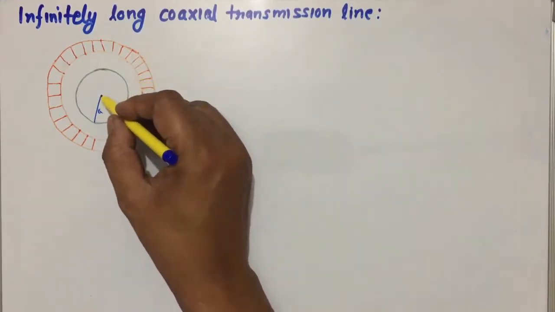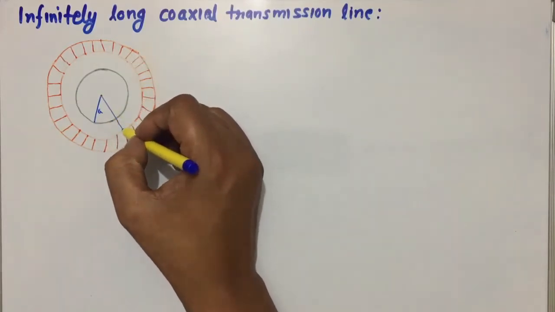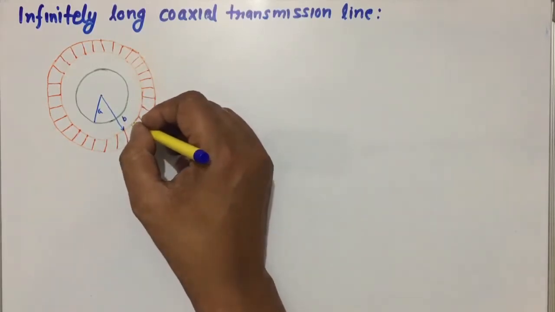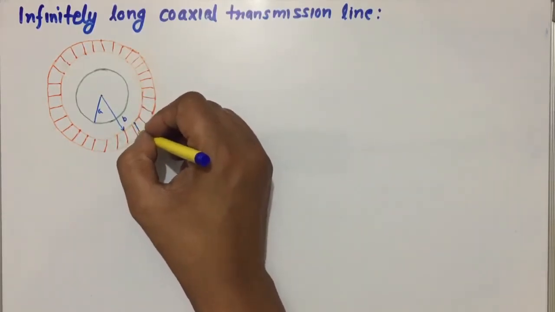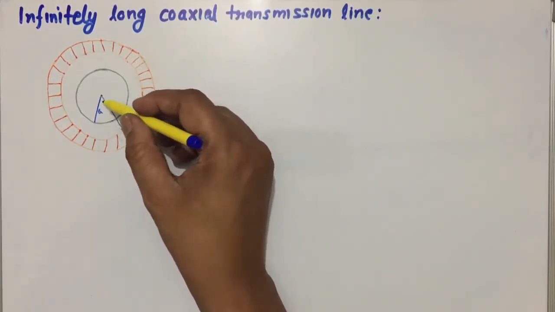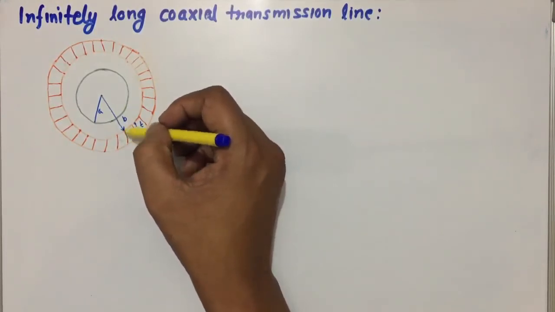and the outer conductor inner radius b, and thickness of the outer conductor as t. So the outer radius of the outer second conductor will be b plus t.